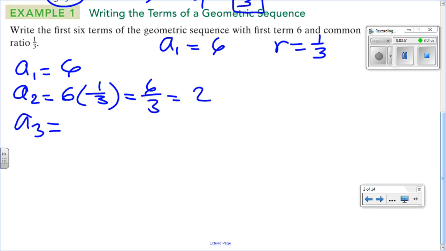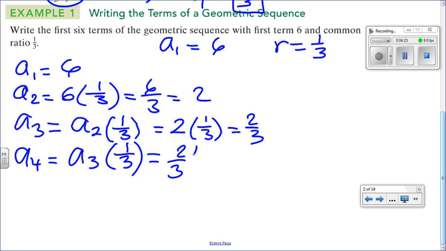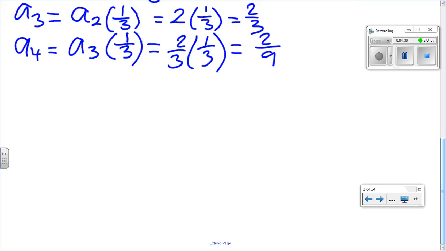Thank you. And then you take the next one. So right now I'm using the recursive formula. So I would use the preceding term times 1/3. So that was 2 times 1/3, so 2/3. Then to get a sub 4, we're going to use the preceding term, a sub 3, and multiply by 1/3. So that will be 2/3 times 1/3, and that is 2 over 9. So can you guys get the next two terms?